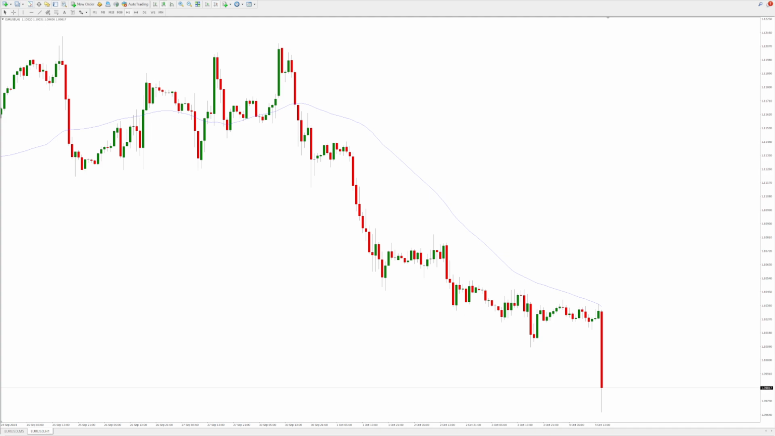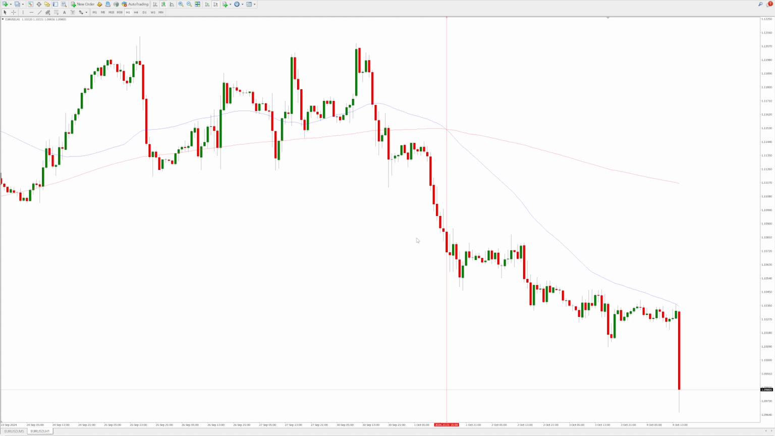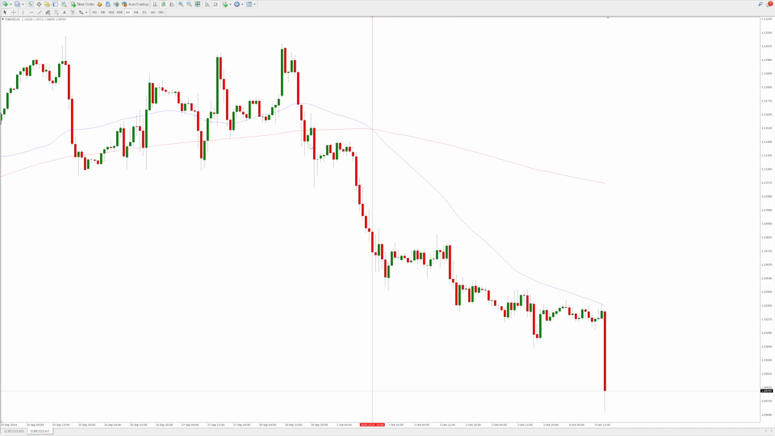There you have it in blue. Then we're going to add the 200 moving average to the chart in red. Okay, so basically when there's a death cross is when the 50 crosses below the 200, as you can see there.